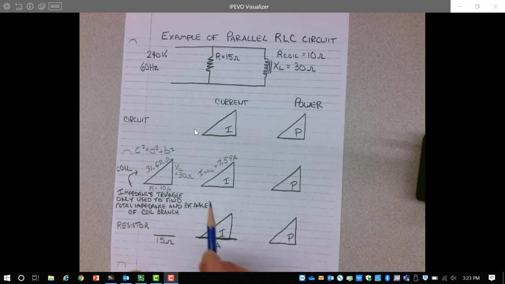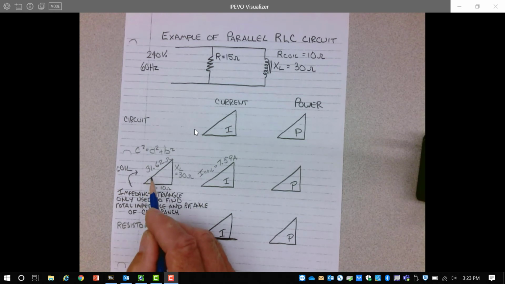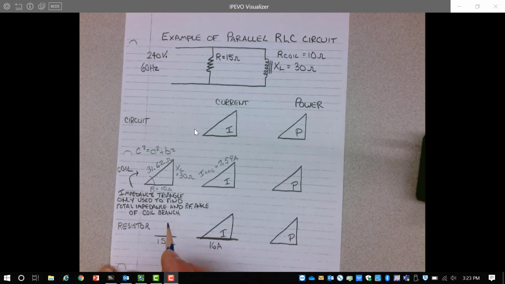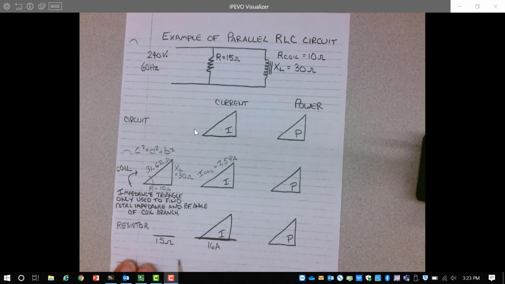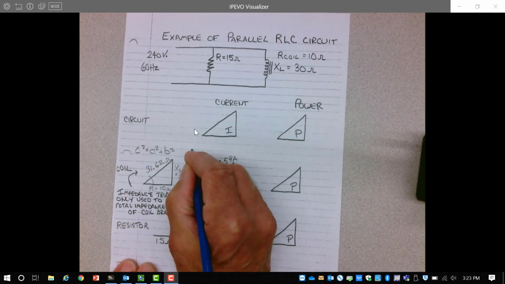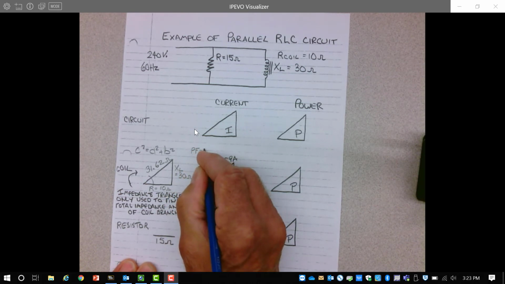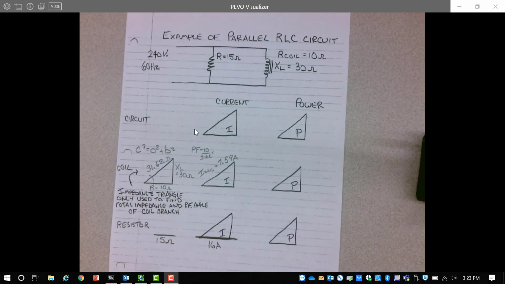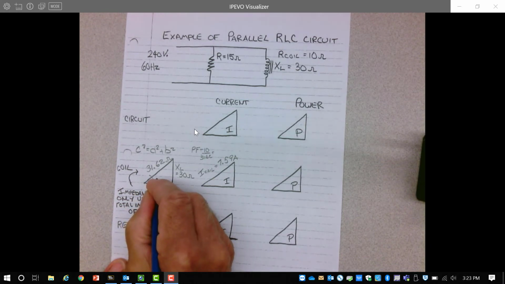The easiest way to do that is to go back to my impedance triangle and find the power factor for my impedance triangle. The power factor for any triangle for the coil is the same. So if I know the power factor from the impedance triangle, I can use that power factor for any other triangle for the coil. And power factor always relates to the horizontal and the hypotenuse. So the power factor for the coil would equal 10 divided by 31.62, which is 0.316.